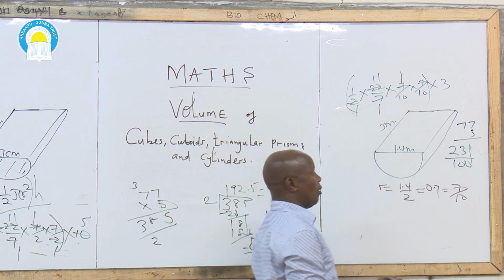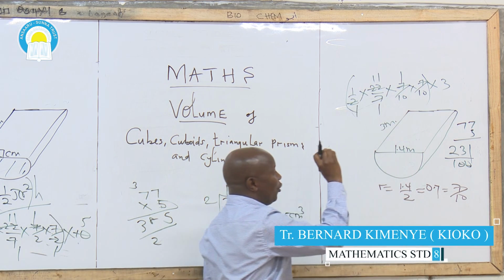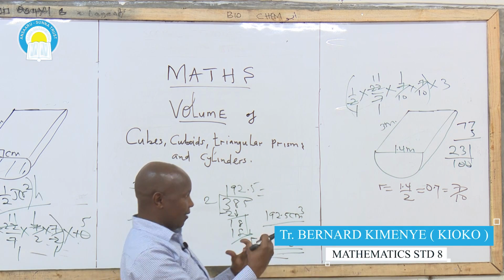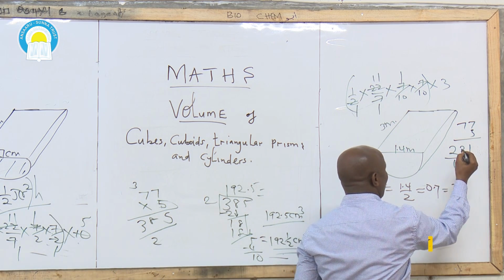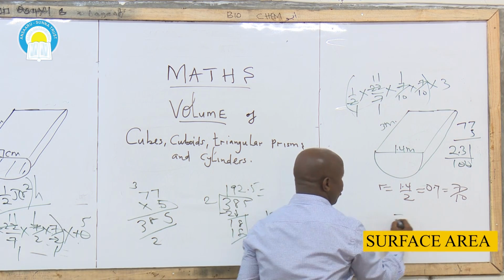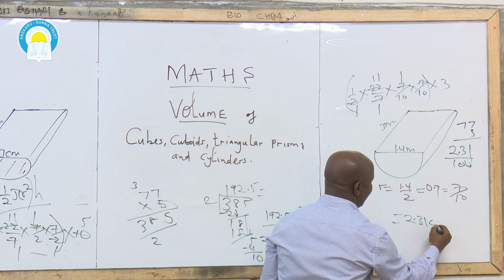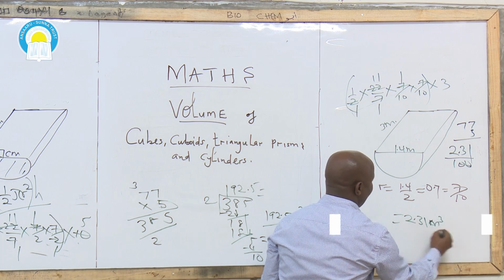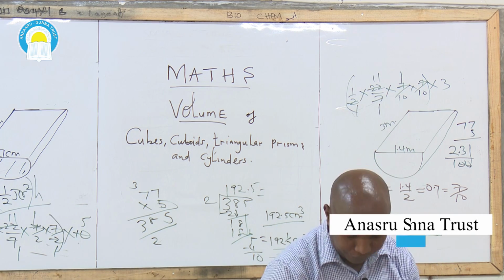These are 2 decimal places. So you just cancel the zeros. You count 2 steps backwards. When we are dividing, we go backwards. You say 1, 3, then 1, 2, then you put the point. So our volume is now 2.31 cubic meters. I believe now you have understood.